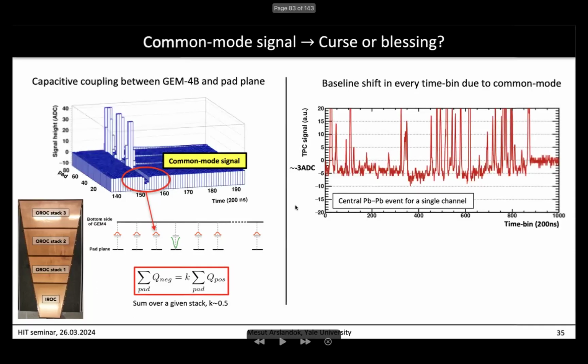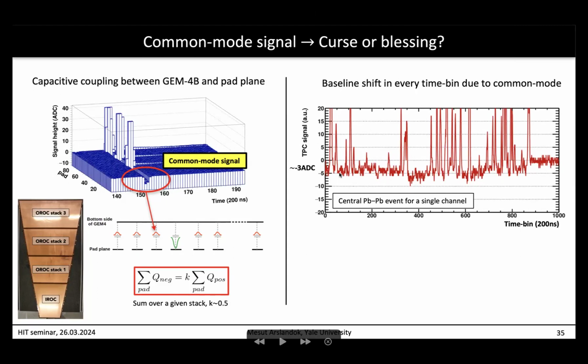This is a typical simulation. If I have some multiplicity of a very high-multiplicity central event, my baseline is always going down because I continuously dump charge into my capacitor, and then the pads will go down continuously.